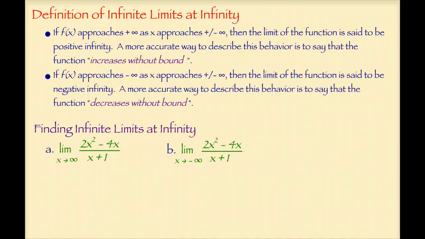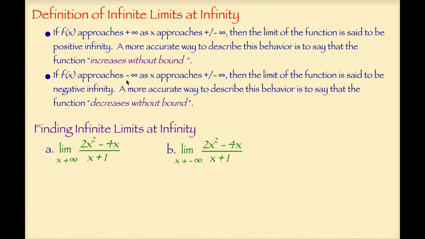Let's discuss this unbounded behavior in more detail. A definition of infinite limits at infinity. If f of x approaches positive infinity, as x approaches positive or negative infinity, then the limit of the function is said to be positive infinity. Now remember, infinity is not a number, so when we say that the limit is infinity, it's really describing the fact that the function is unbounded there. A more accurate way to describe this behavior is to say that the function increases without bound.